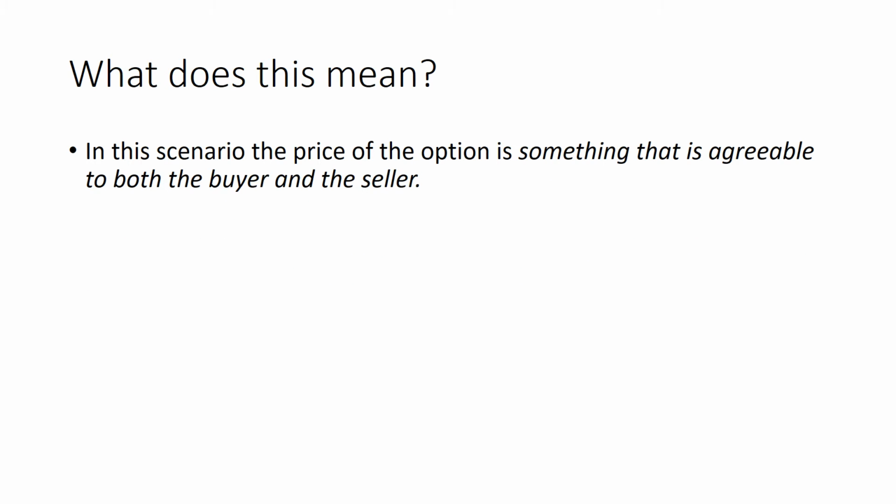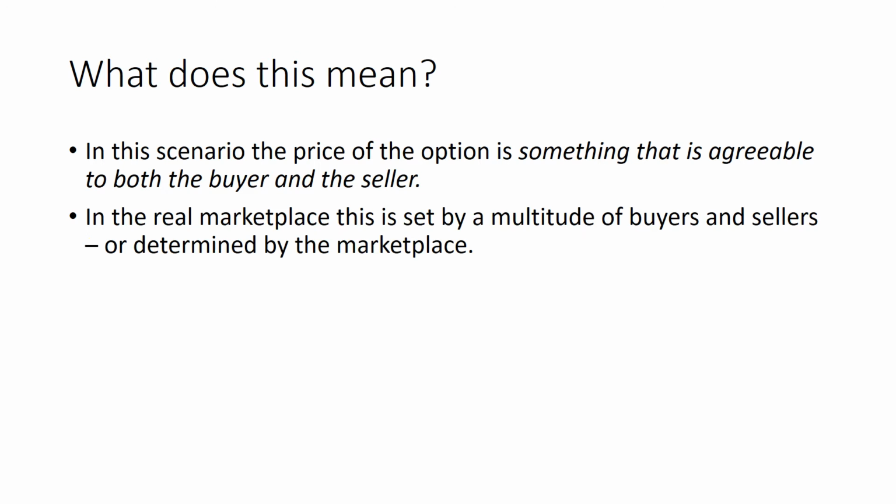So what does this mean? It means in this scenario, the price of the option is something that is agreeable to both the buyer and a seller. In the real marketplace, this is set by a multitude of buyers and sellers, or in other words, it's determined by the marketplace. It's not going to be an individual.